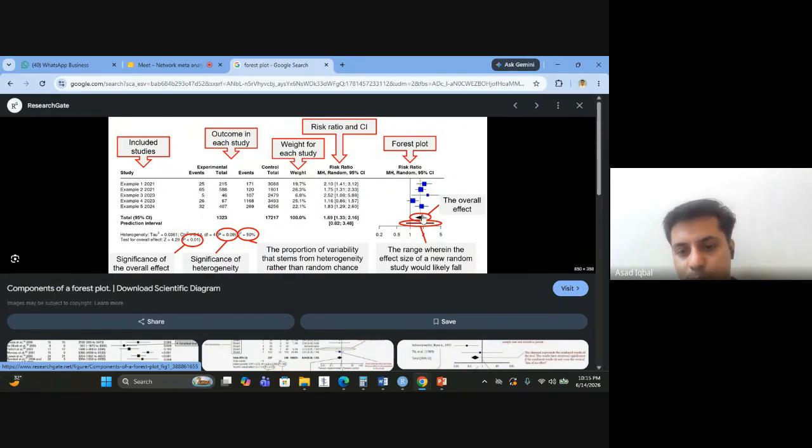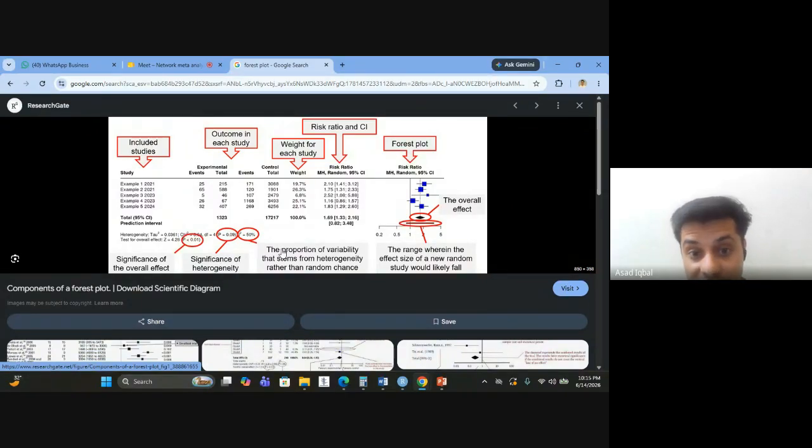This is the forest plot, and this is the diamond, the overall effect diamond, and this is the prediction interval. It is the range where the effect size of new random studies would likely fall. That's called prediction because it's predicting.